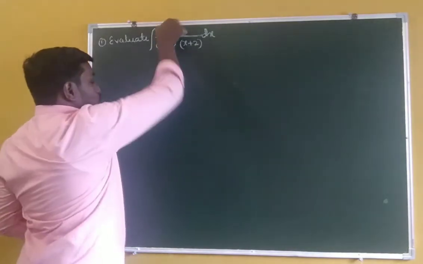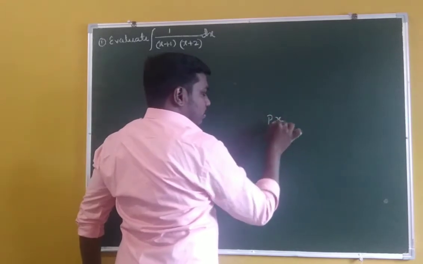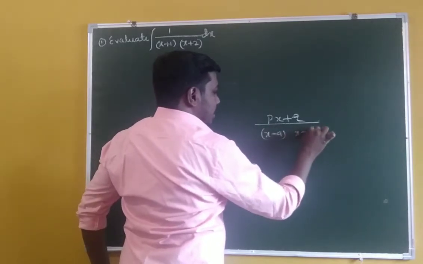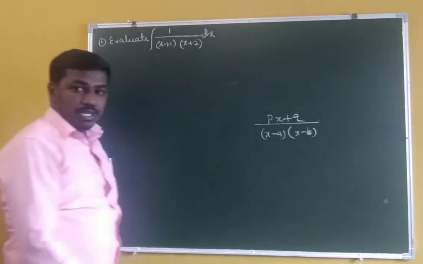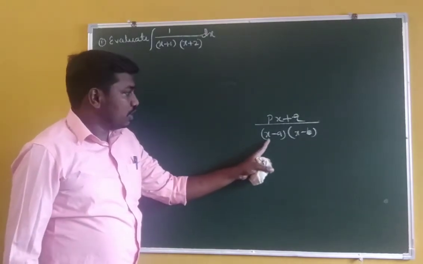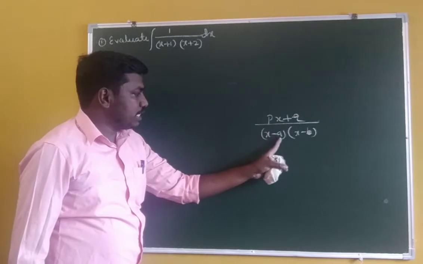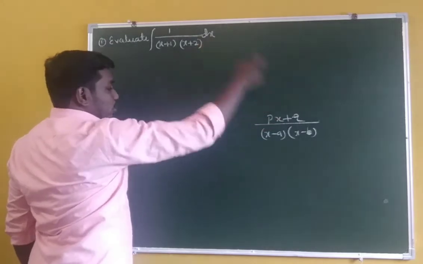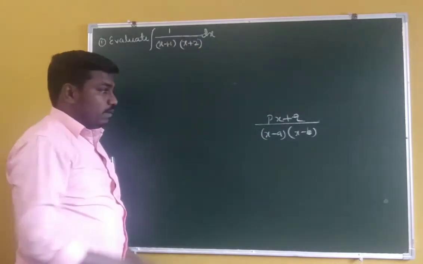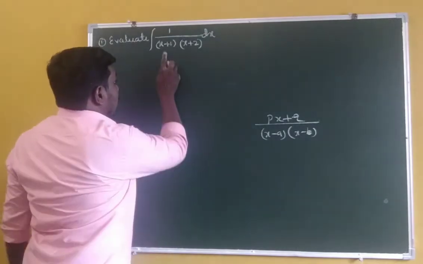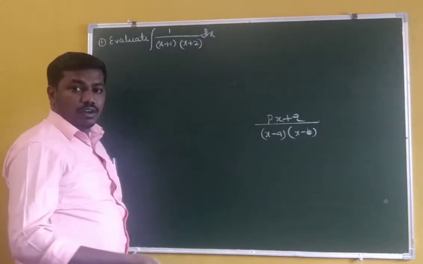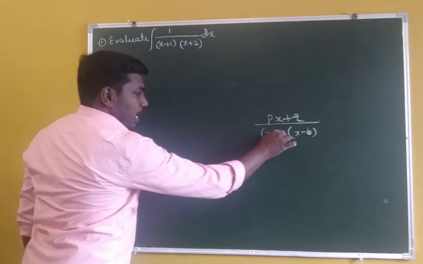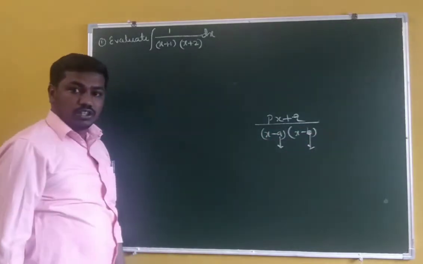So the integrand is px plus q divided by x minus a into x minus b. A rational function of the form px plus q divided by x minus a into x minus b. Here p is 0 and q is 1. Correct, the form is px plus q divided by x minus a into x minus b. Here we have x plus 1, so a is negative 1. a and b need not be negative or positive; a could be either positive or negative, and sometimes zero.